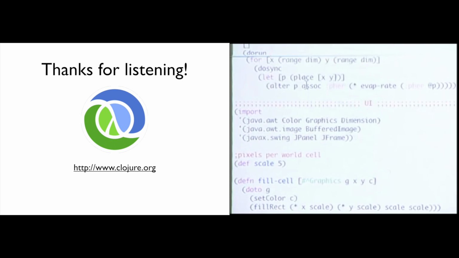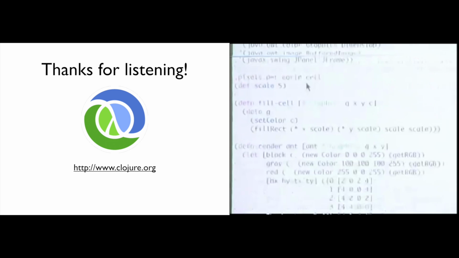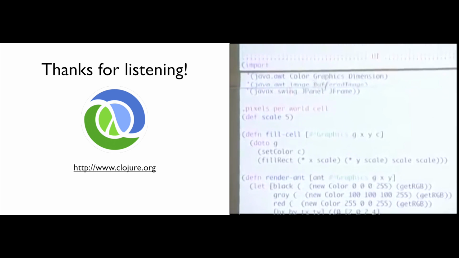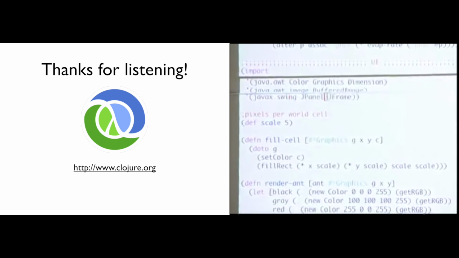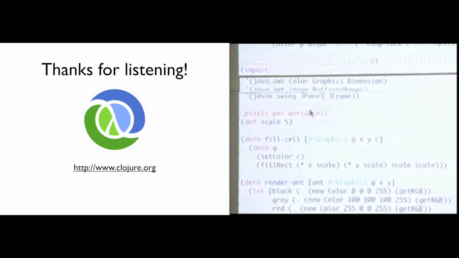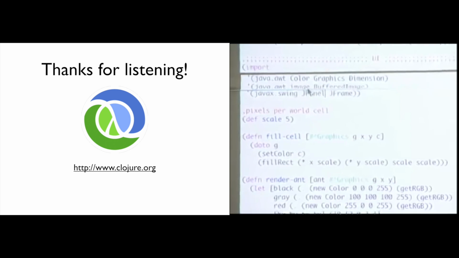That's all the logic of the program. That's the entire simulation logic up there. So, let's have fun. UI. I need to use some Java stuff to do some UI. I need color, graphics, and dimension from there, buffered image from there, and this. And you'll notice already that this is smaller than Java, to do the same job, a bunch of lines in Java.